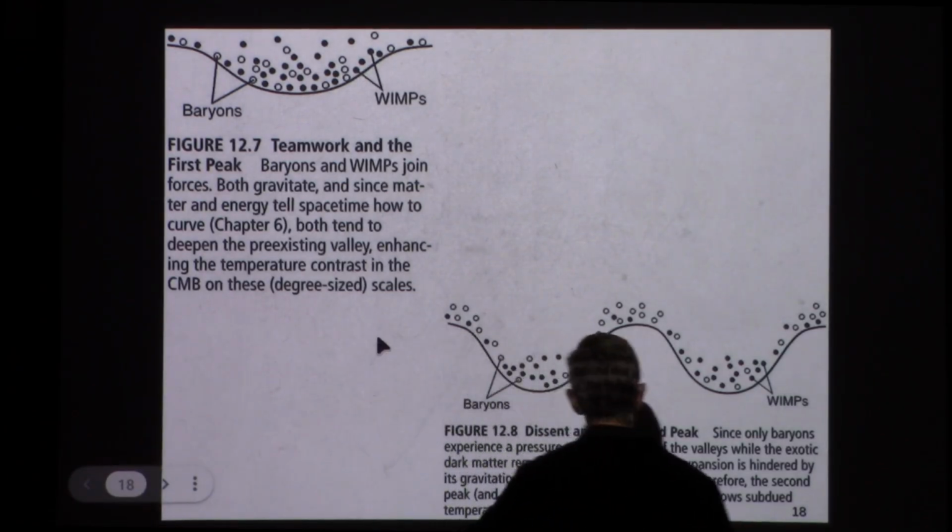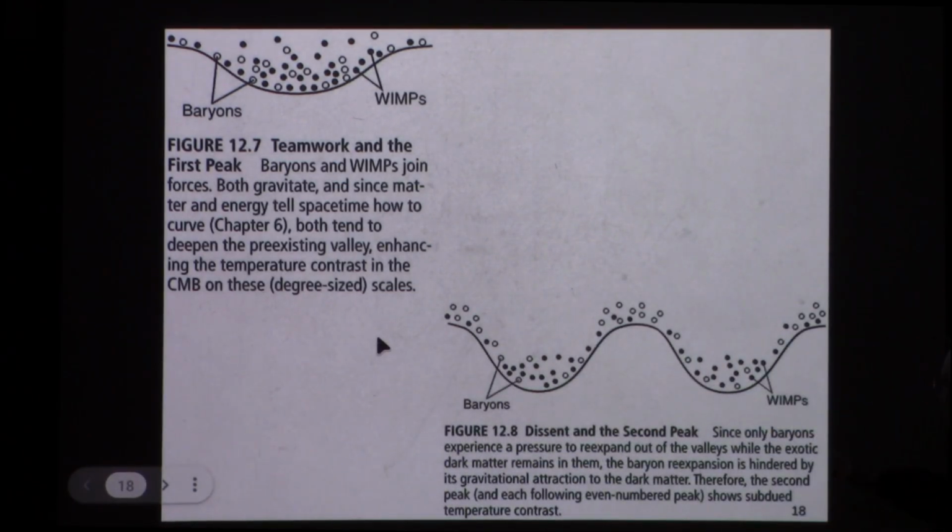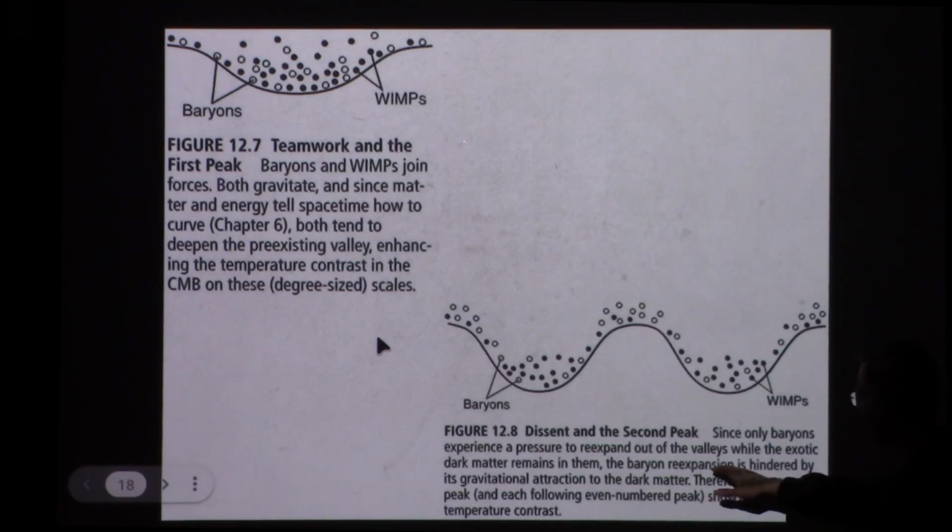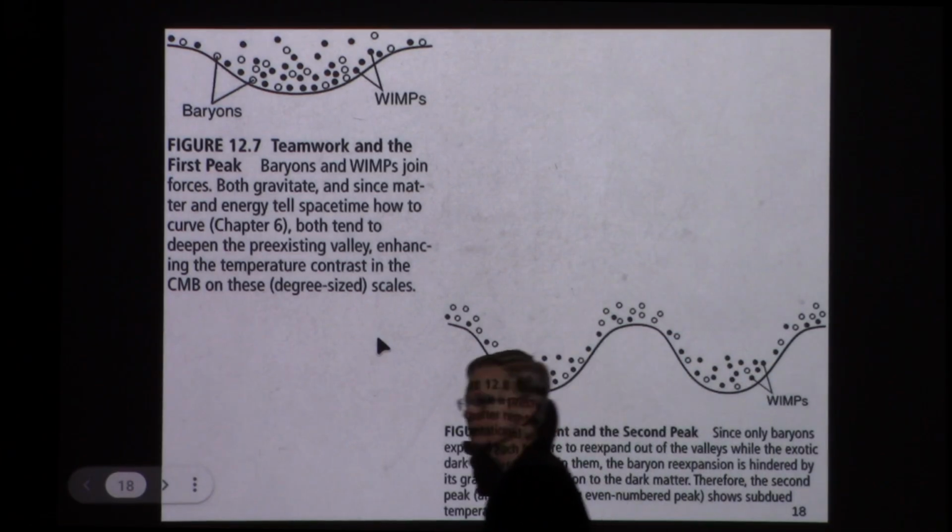Descent and the second peak, they argue with one another. Since only baryons experience a pressure to re-expand out of the valleys, while the exotic dark matter remains in the valleys, here we take to be these denser regions, the baryon re-expansion is hindered by the gravitational attraction to the dark matter. Therefore, the second peak and each following even-numbered peak shows subdued temperature contrast.